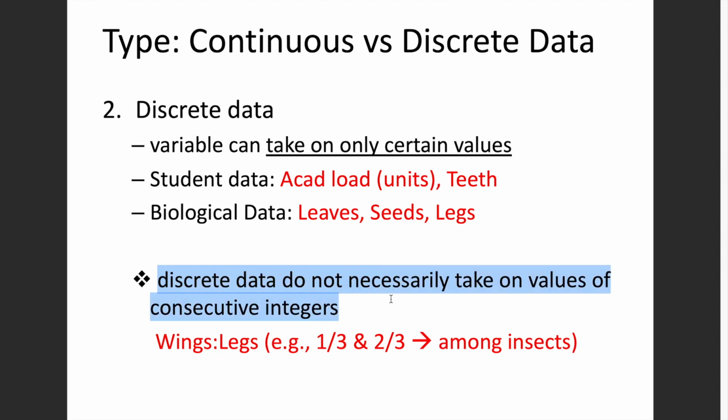But take for example this. Discrete data does not necessarily take on values of consecutive integers. You might get confused here because sometimes, among insects in entomology, we describe the organism by the proportion of wings and legs. So we have 1/3 or 2/3. So we do that. But that is a discrete data too. It's not a continuous data. Okay? They can only take certain values.